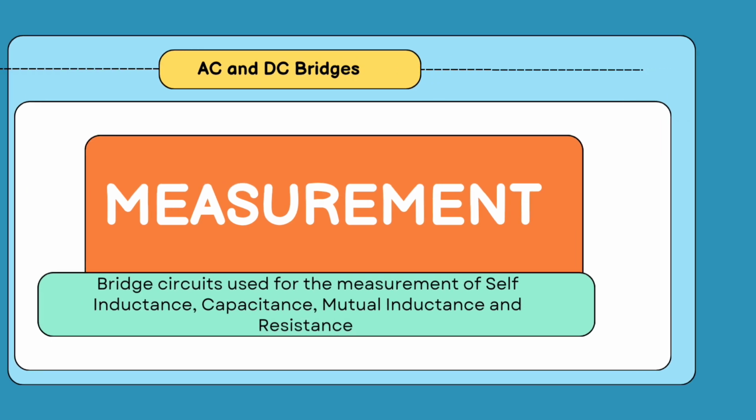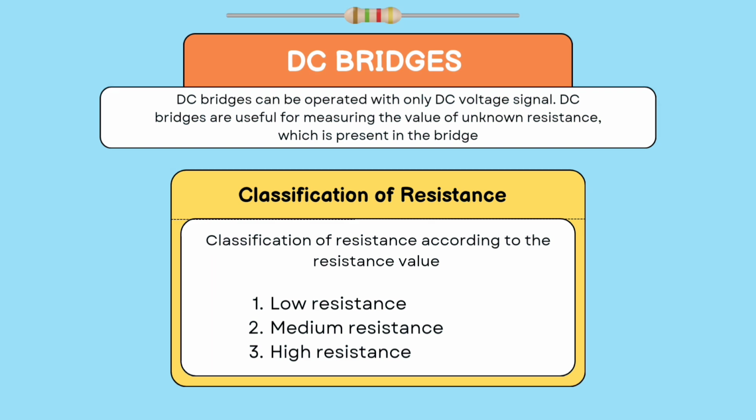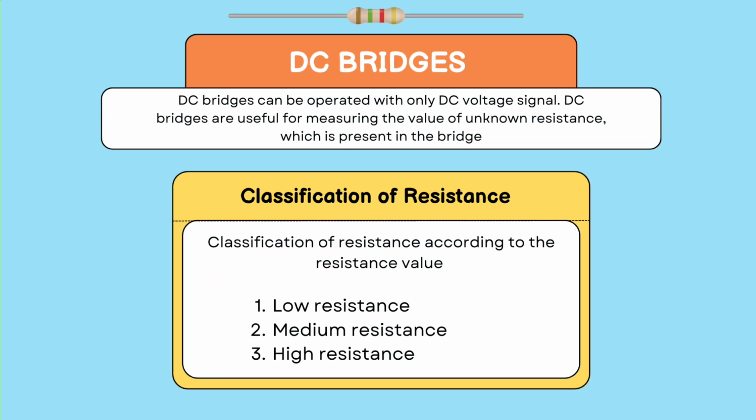DC bridges. DC bridges are electrical circuits that operate using only direct current, DC, voltage signals. They are primarily used to measure the value of an unknown resistance present within the bridge circuit.